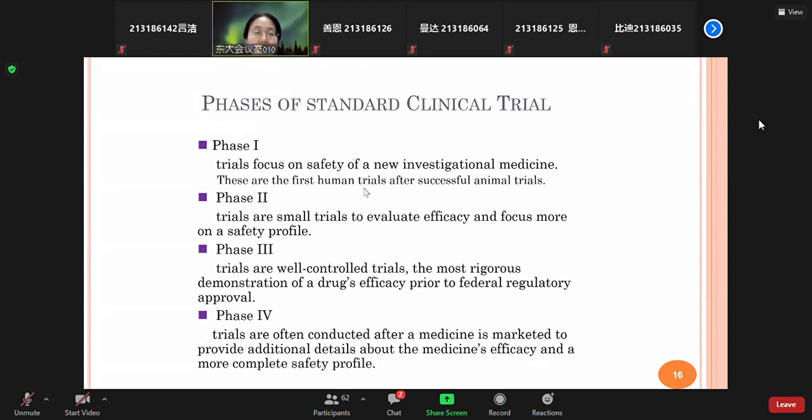Okay, so about the first question I posed, how many phases of clinical trial are there? The video introduced 3 phases, but in fact, generally speaking, we have 4 phases. Phase 1, 2, 3, 4, and China takes the same arrangement of phases as the USA. That means we have 4 phases, similar to the phases in the USA.